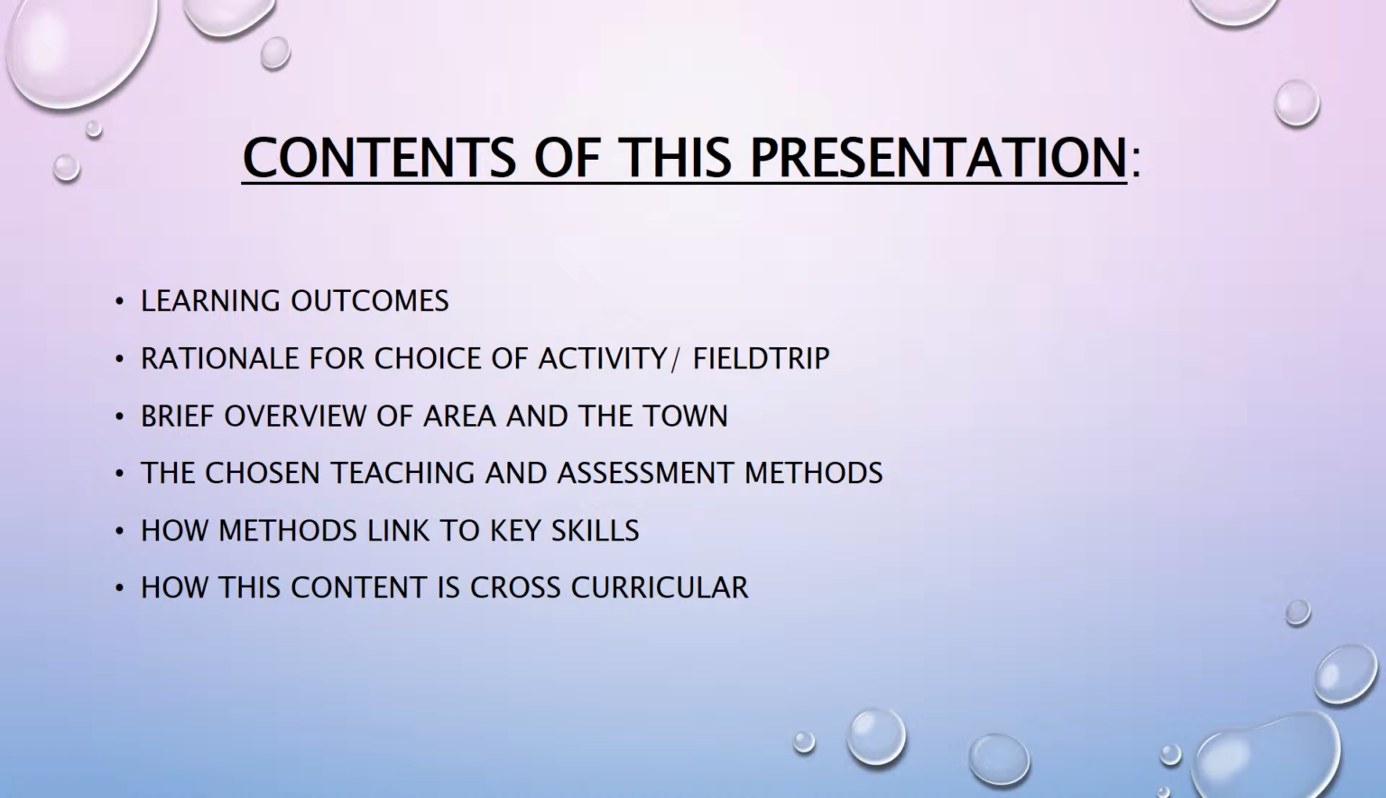The contents of my presentation. Firstly, we will look at the learning outcomes. Secondly, a rationale or reason for my choice of activity or field trip. I will give a brief overview of the town of Carrick-on-Shannon and of the River Shannon. I will then discuss my chosen teaching and assessment methods and how these methods link to the relevant key skills for the Junior Cert cycle. Lastly, I will look at how this content is cross-curricular with other subjects, such as history, art and English.